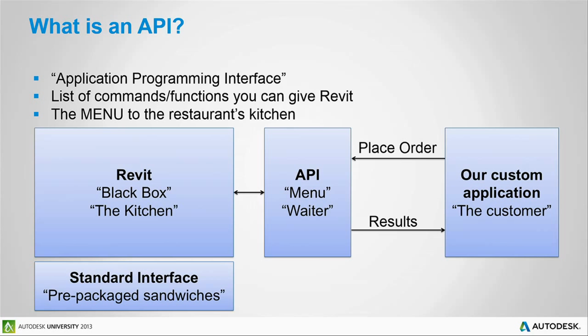Now, just like a restaurant, you also don't get access to the kitchen. You don't get to see the ingredients that they're putting together, how they're preparing it. You just make some commands, tell them what you want on the side, and then the waiter brings back your order and it gives you the results.